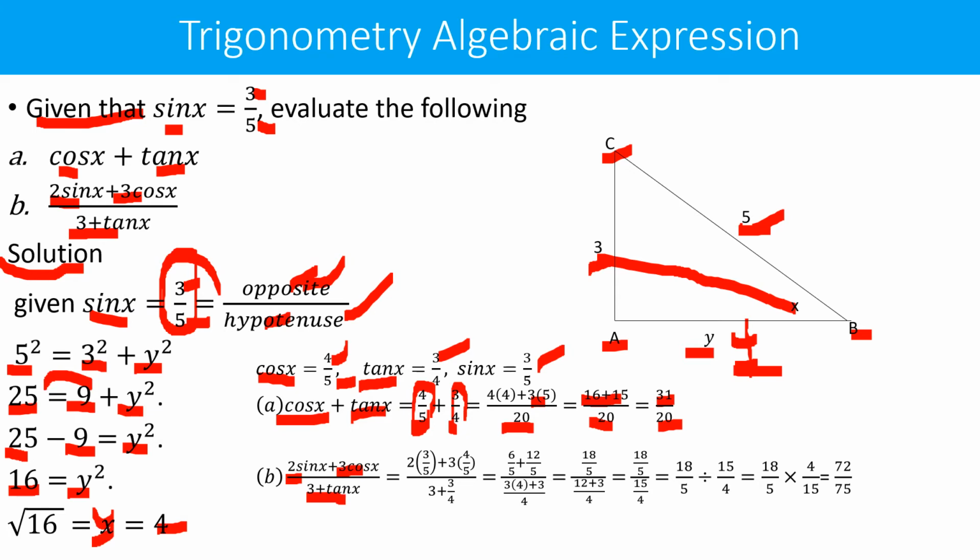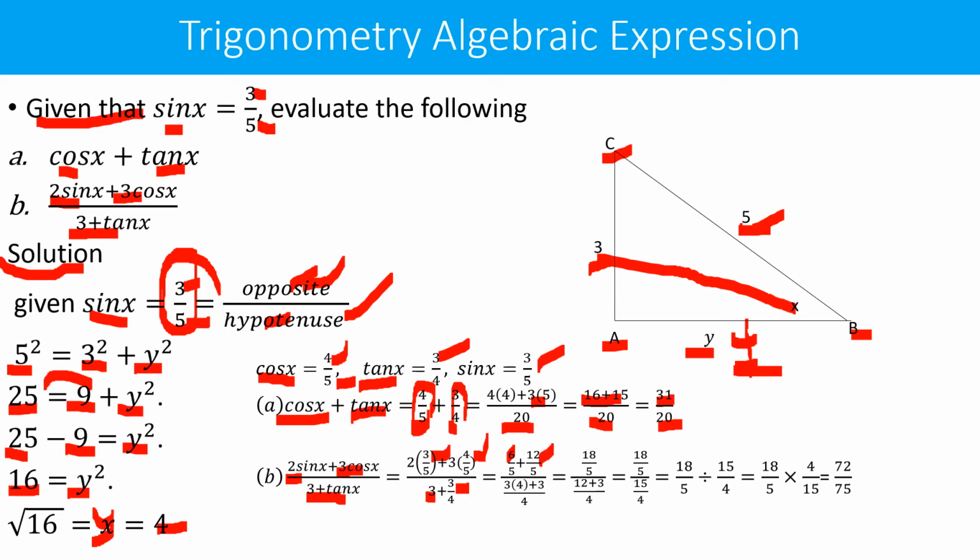Then for B, we have to find 2 sin x plus 3 cos x over 3 plus tan x. So do substitution. 2 times sin x, which is 3/5, then write 3 cos x, which is 4/5, over 3 plus tan x. Then we solve the top: 2 times 3 is 6/5, and 3 times 4/5 is 12/5.